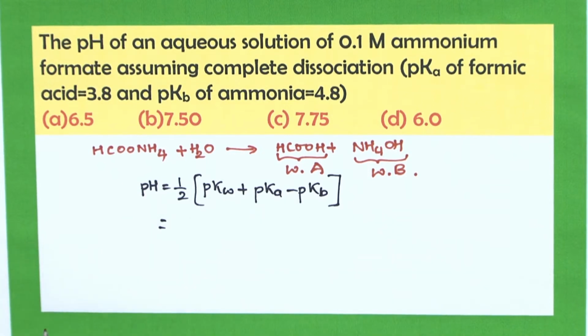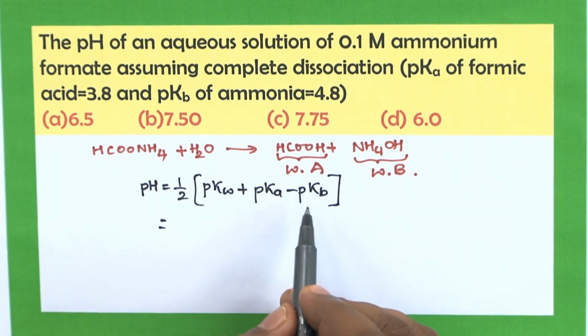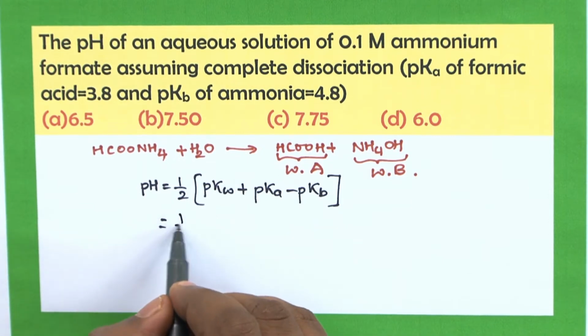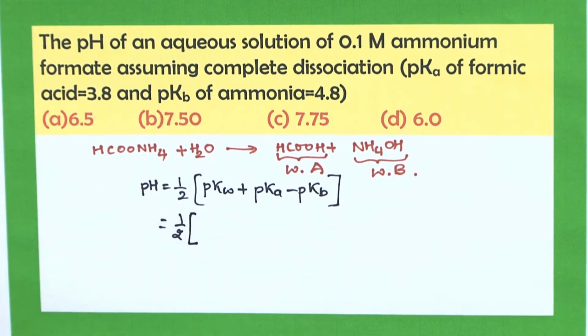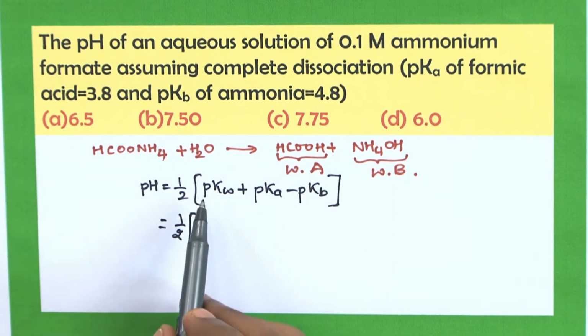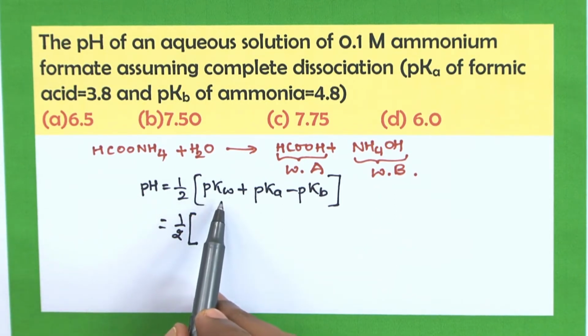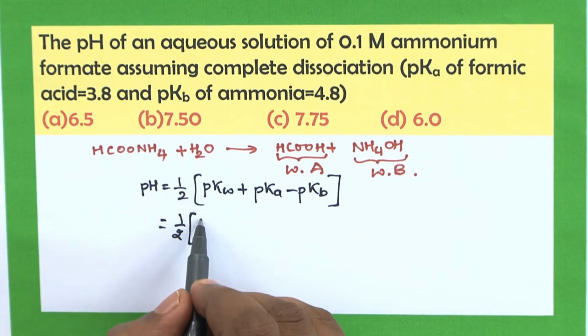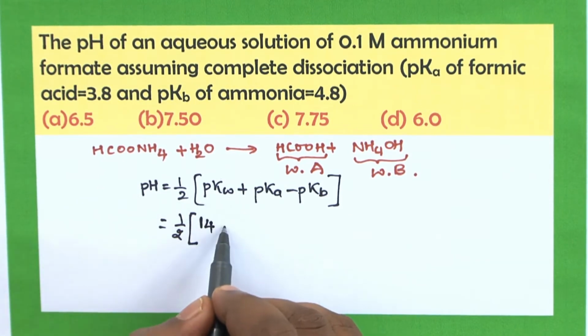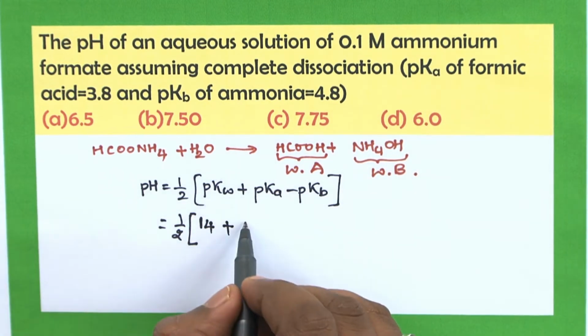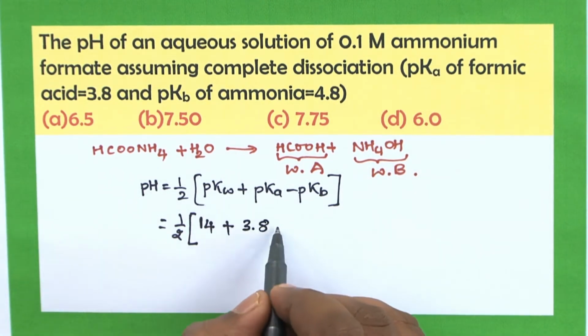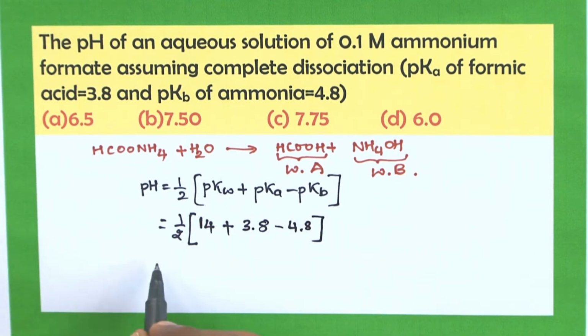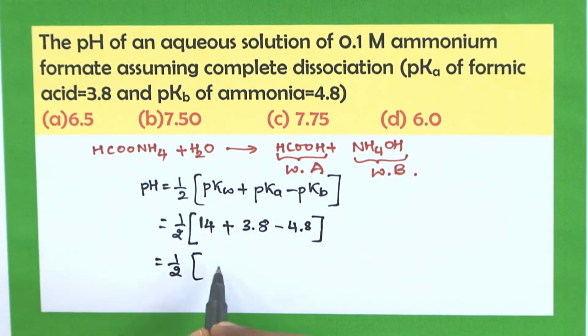of an acid. Kb is the dissociation constant for a base, whereas pKb is minus log of Kb. Half of pKw, where Kw is the ionic product of water and pKw is minus log of Kw, and at 25 degrees Celsius the value of pKw is 14, plus pKa for formic acid is given 3.8, pKb 4.8. If you subtract it, the value will be equal to 13. So half of 13 will be equal to 6.5. Hence option A, 6.5 is the right answer.